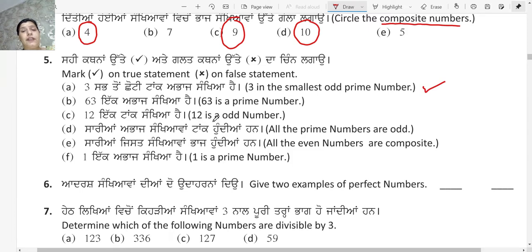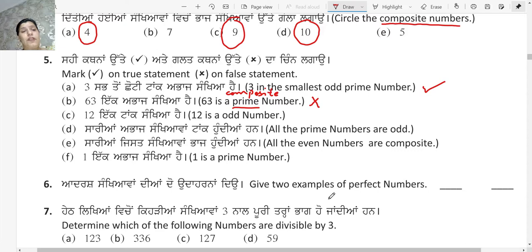Then 63 is a prime number. Students, you can easily see that 63, the sum of the digits 6 plus 3 is 9 and 9 is divisible by 3. So 63 is also divisible by 3. So it is not a prime number. This is false. This statement would have been true अगर यहाँ पे prime की जगह होता composite. तब ये statement हमारे पास true हो जाती that 63 is a composite number.